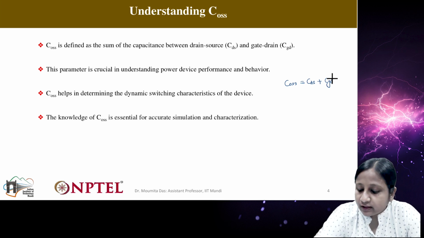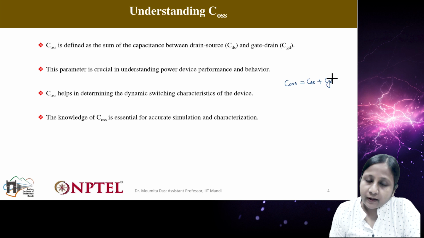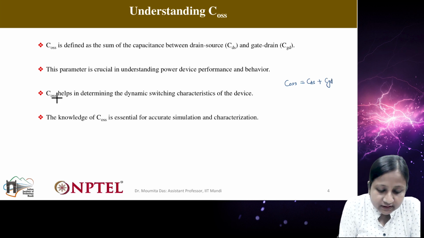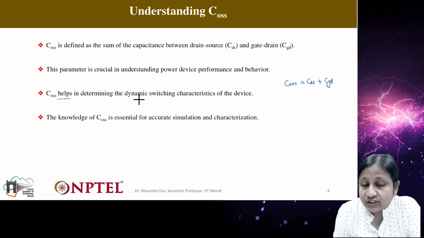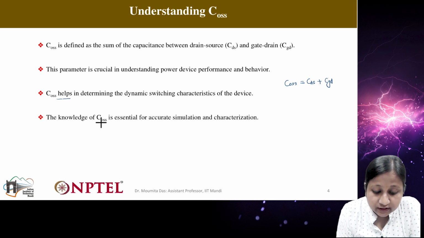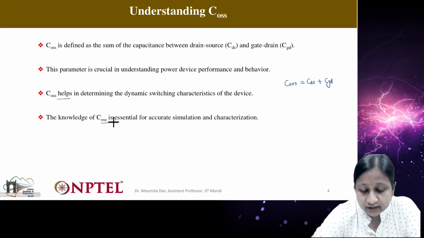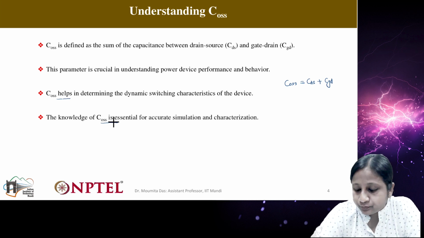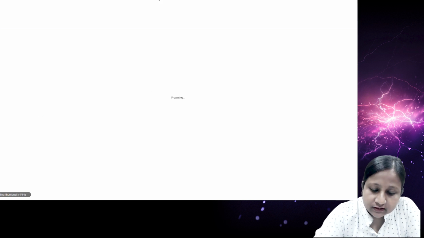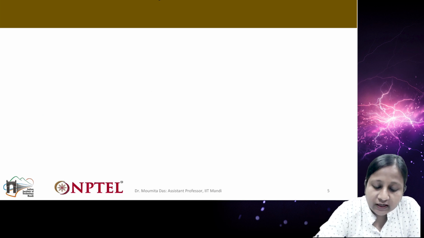In the datasheet you can get this value of COSS, which will have two different capacitance characteristics. This parameter is very important for understanding the behavior and the performance of the device. This helps to determine the dynamic switching characteristics of the device. That is why knowledge of COSS is very essential for simulation and characterization. Another capacitance which is very important, which I will tell you about later, is CISS.